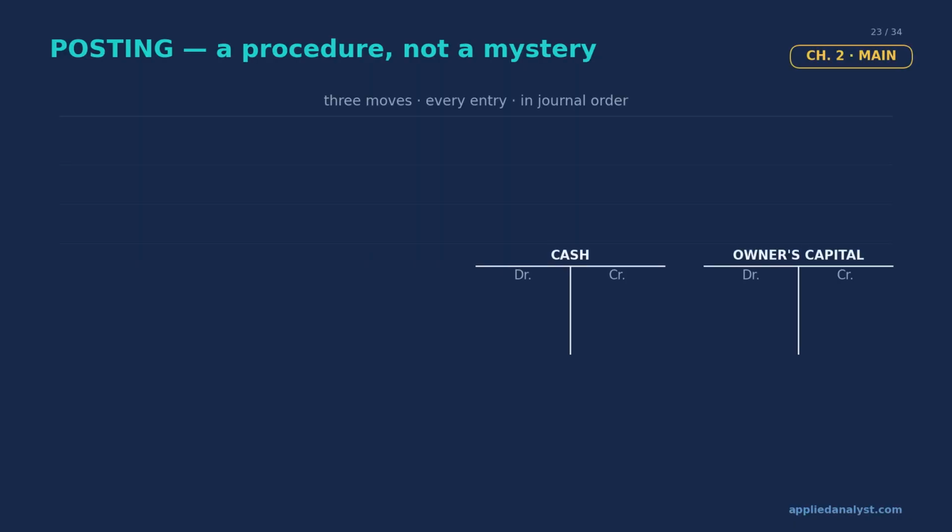Now posting, and I want you to see exactly how it's done, because it's a procedure, not a mystery. 3 moves, every single time. Move 1, in the ledger, find the account named on the journal's debit line, and enter the date and the amount on the left side of that page.